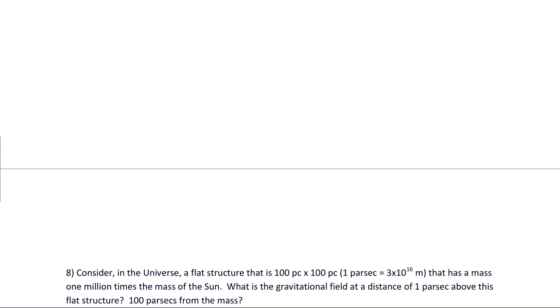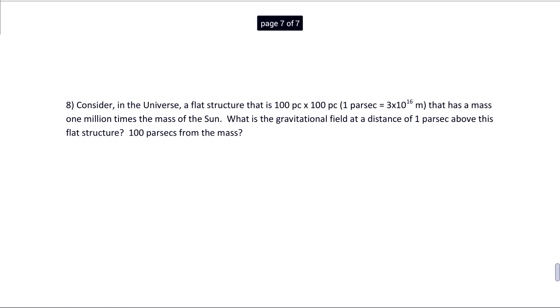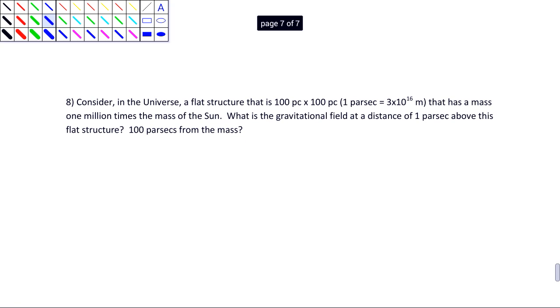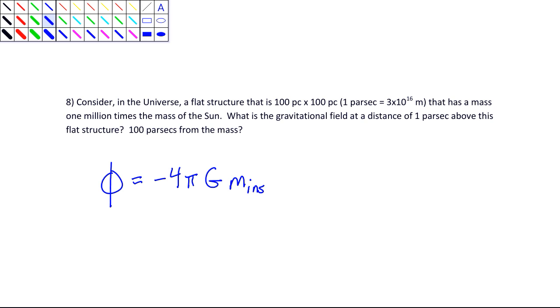All right, so we consider in the universe a flat structure that's 100 parsecs by 100 parsecs. A parsec is 3 times 10 to the 16 meters, by the way. That has a mass 1 million times the mass of the sun. What is the gravitational field at a distance of 1 parsec above this flat structure? And then 100 parsecs from the mass. So if you remember from Gauss's law, the flux is equal to negative 4 pi G times the mass inside my Gaussian surface.